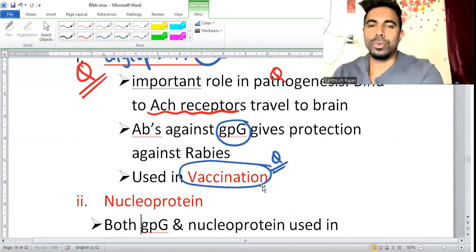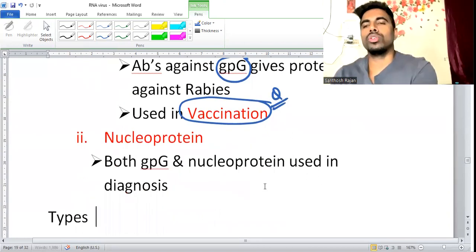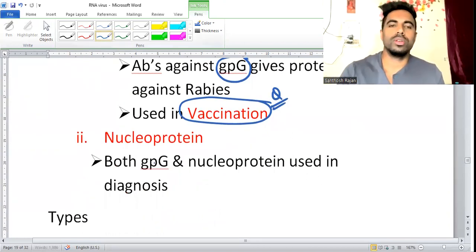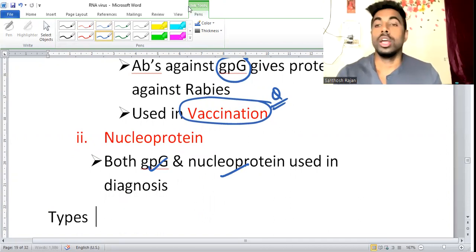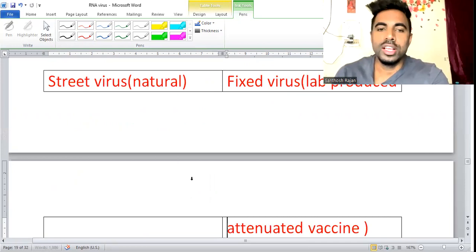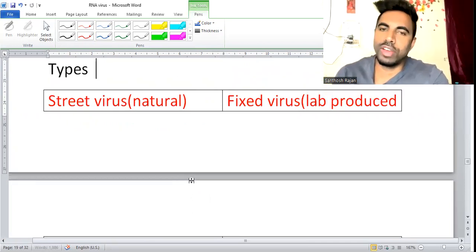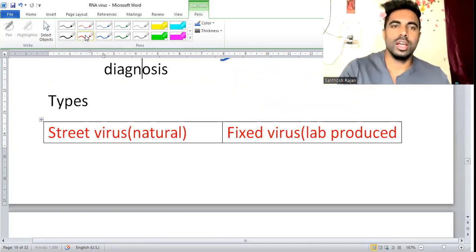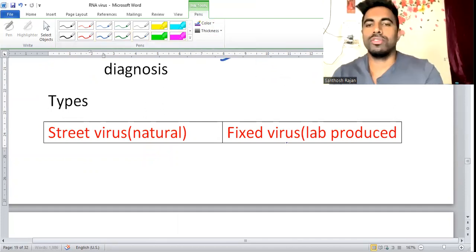And then, of course, we have the nucleoprotein. Both the glycoprotein and nucleoprotein can be used for diagnosis. Now, types. There are two types: one is the street virus, another is the fixed virus. Street is the dangerous one. Fixed is for vaccine purposes, right? So we're going to talk about these two viruses now: the street and the fixed lab viruses.